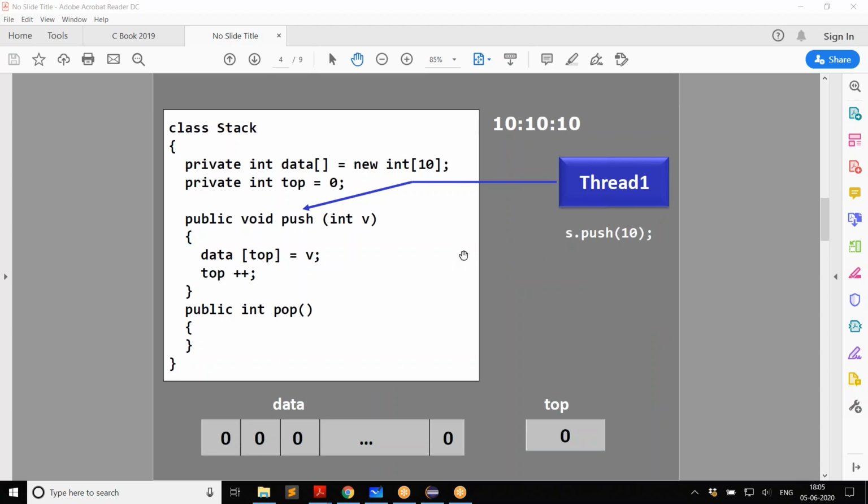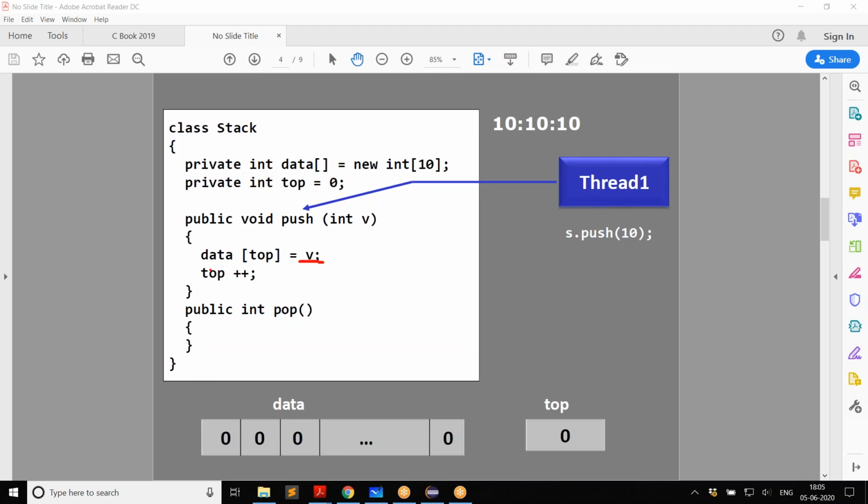To start with, thread 1 is invoking the push method of our stack class, assuming S is an object of a stack. Push is a method and we want to push 10 from thread 1. And this is done sometime at 10:10:10. Now, thread 1 entered into push. It is supposed to take 2 steps to complete the task.